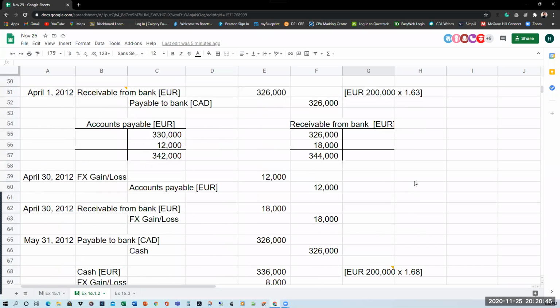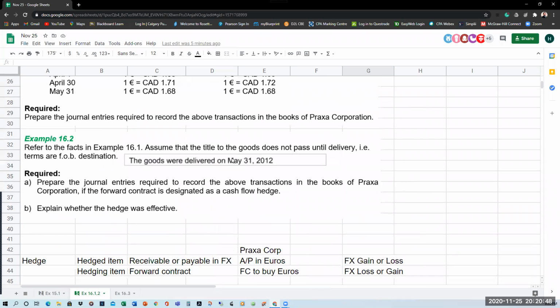Okay, so if we got that part out of the way, then let's take a look at example 16.2. So same facts as in 16.1, except that the title to the goods doesn't pass until delivery, i.e. the terms are FOB destination. Now, if your terms of purchase are FOB destination, then you don't get to record the purchase of the inventory and the corresponding accounts payable until the inventory is delivered. So assume that the goods are delivered on May 31st, 2012.